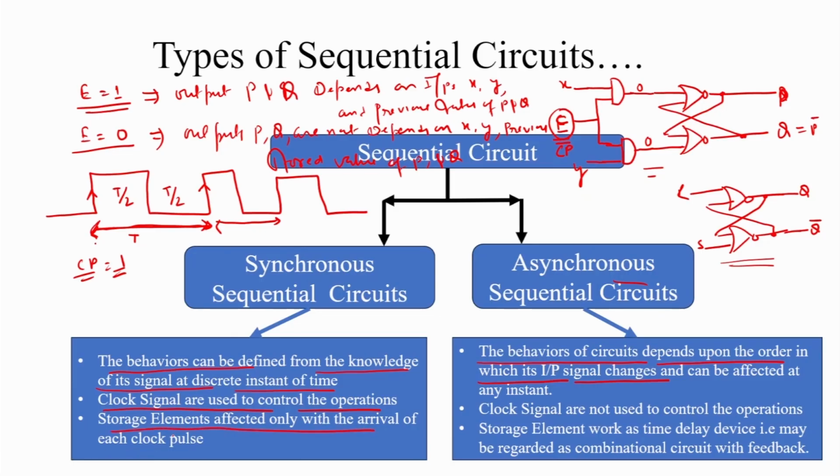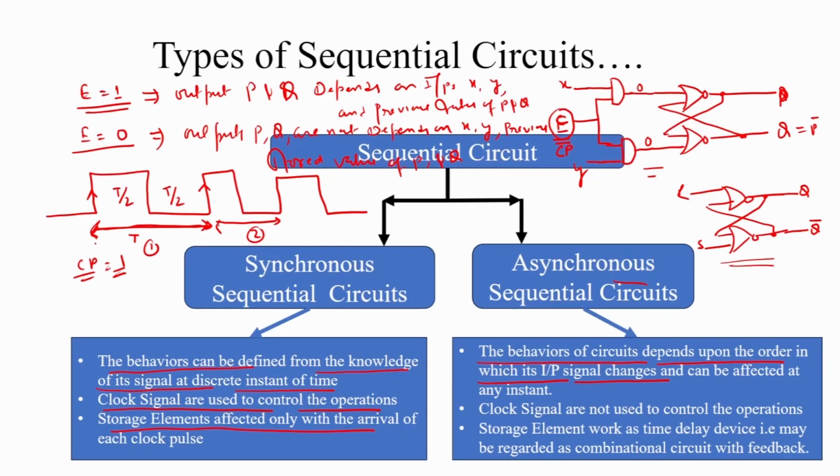So, simply the storage element is affected on the arrival of the clock. This is the first clock pulse, this is the second clock pulse, similarly the third clock pulse. When this clock is completed and the next clock occurs, the value the storage element has stored in its output or states is not affected until this clock is complete.